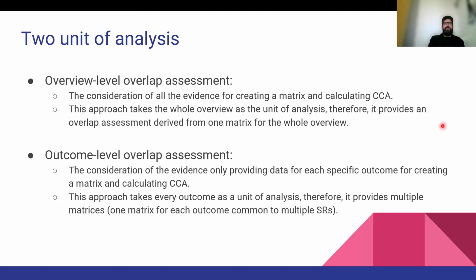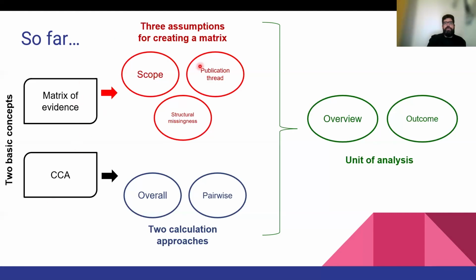This is quite similar to what historically happened to risk of bias assessment. So 15 years ago, 20 years ago, I don't know, risk of bias assessment in systematic reviews was done at a study level. So we said that the study had a low or high risk of bias. Nowadays, for example, within the GRADE framework, we analyze the risk of bias at an outcome level. So that can be quite different, but this is the same underlying concept. Starting from these two basic concepts, we can take three assumptions for creating a matrix, we can take two calculation approaches, and we can take two different units of analysis.